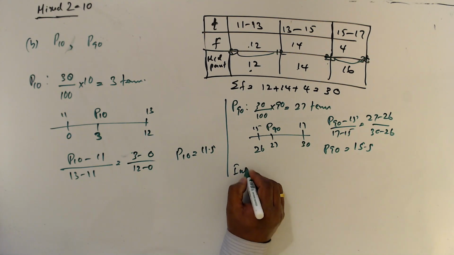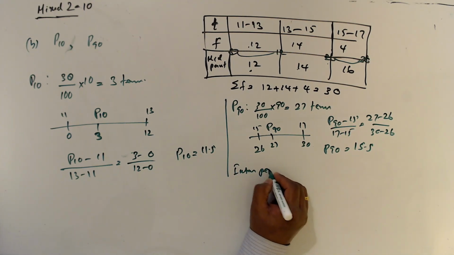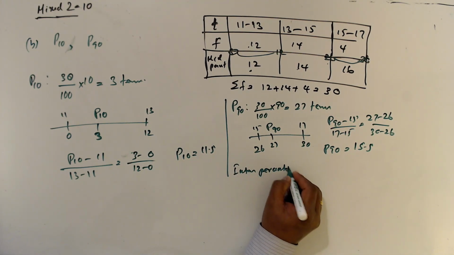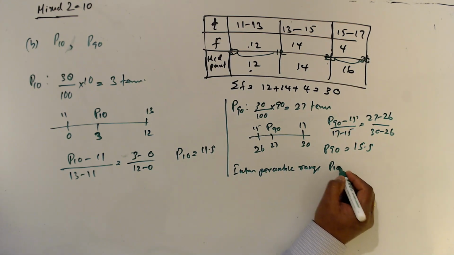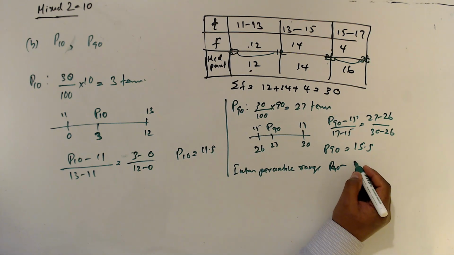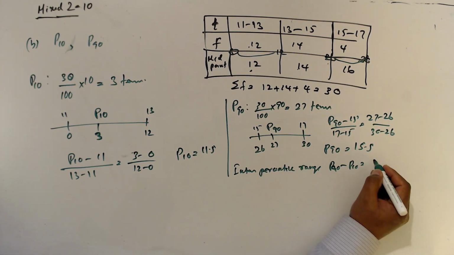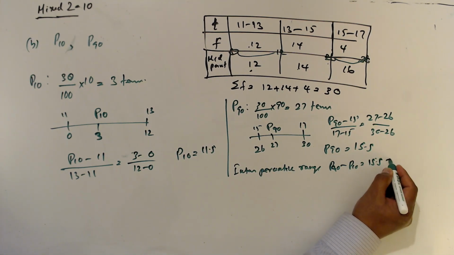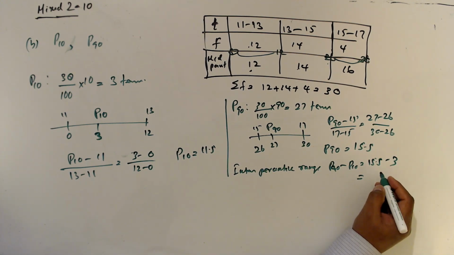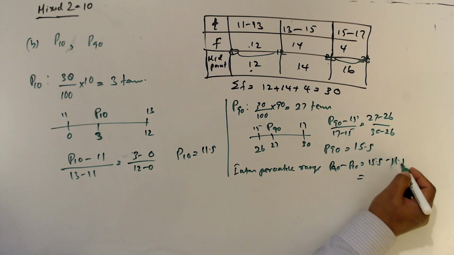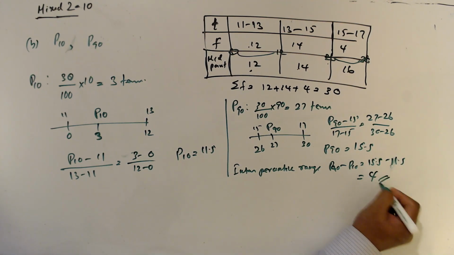So the interpercentile range, that is P90 minus P10. So 15.5 minus 11.5, that is going to be 4.